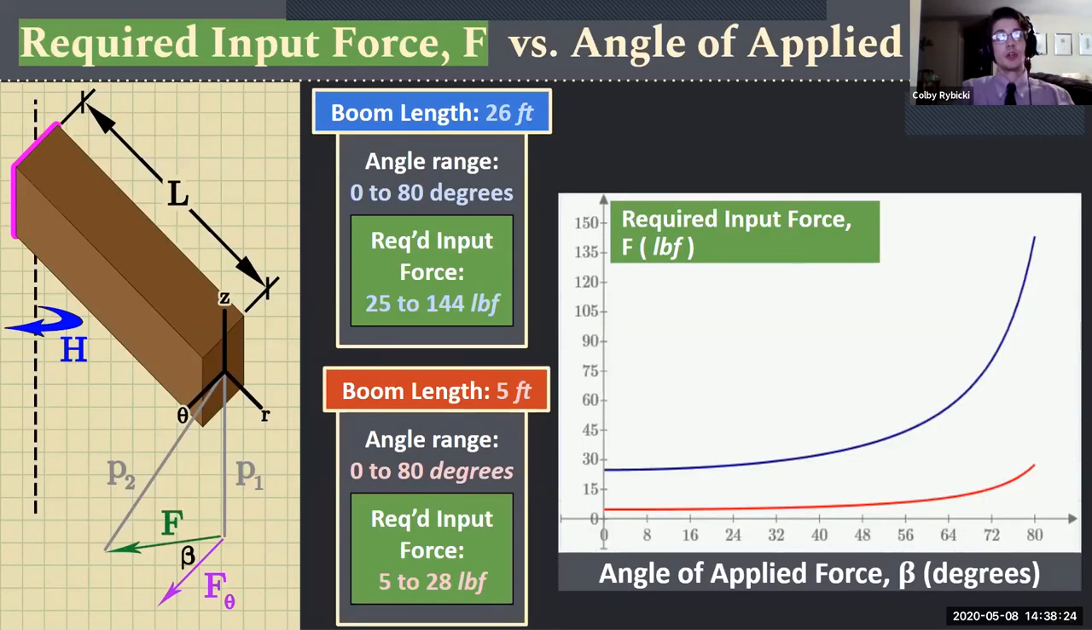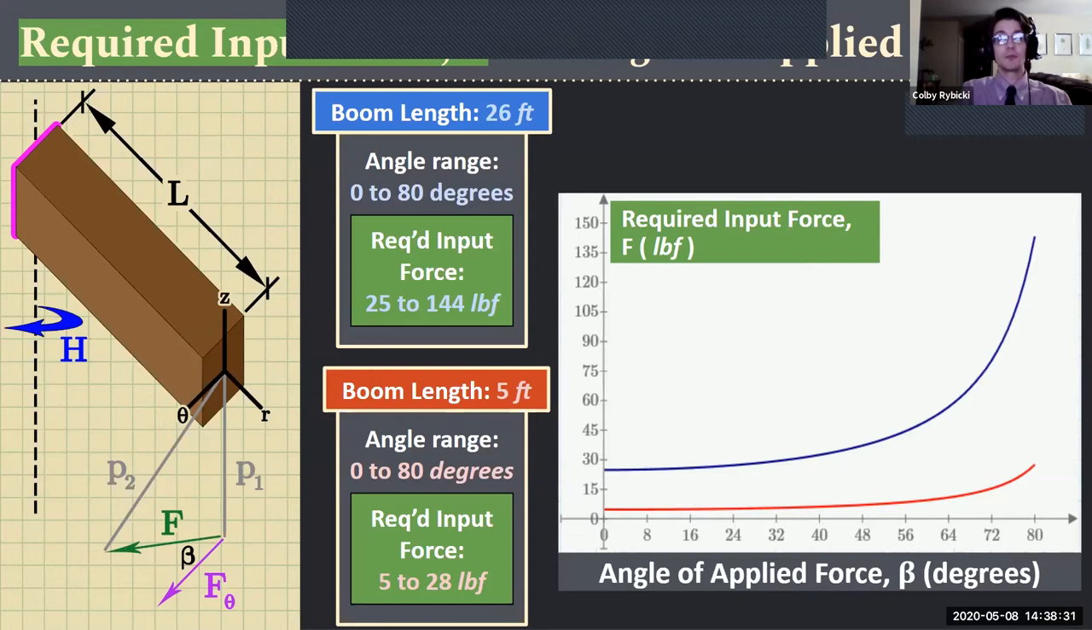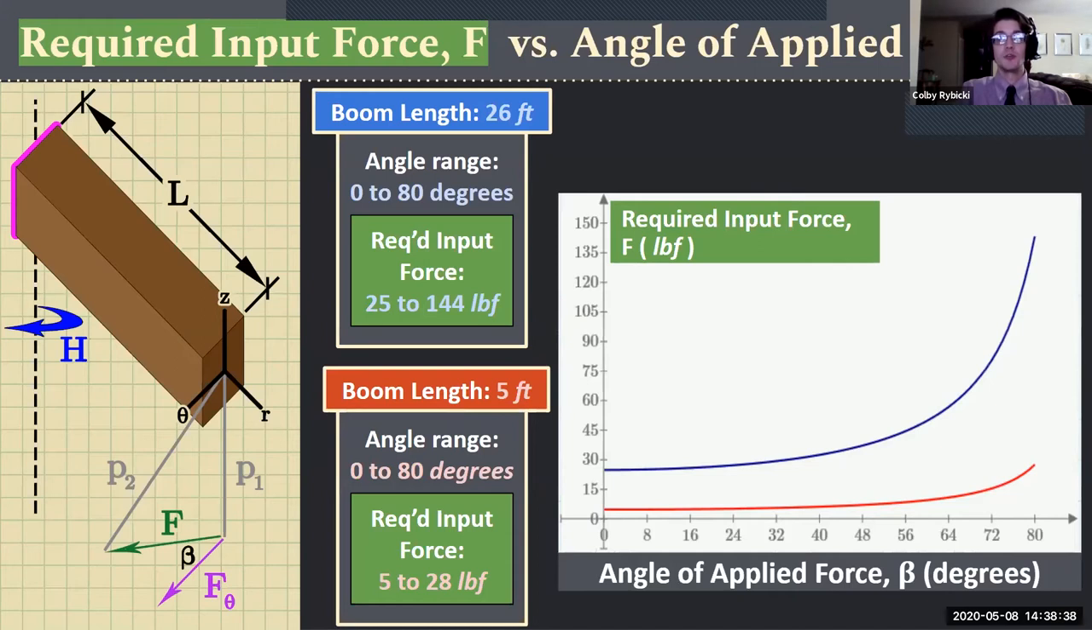Here we examine the total input force required by the operator to move the boom. Once again, we're looking at a position change of 3 feet in 1/2 second. At its current length of 26 feet, the operator needs to apply 25 pounds of force in the theta direction to move the boom. As less and less of the input force is applied in the theta direction, i.e. as the angle beta increases, the force required to move the boom increases exponentially. At an angle of 80 degrees, the required input force rises to 144 pounds to rotate the boom.